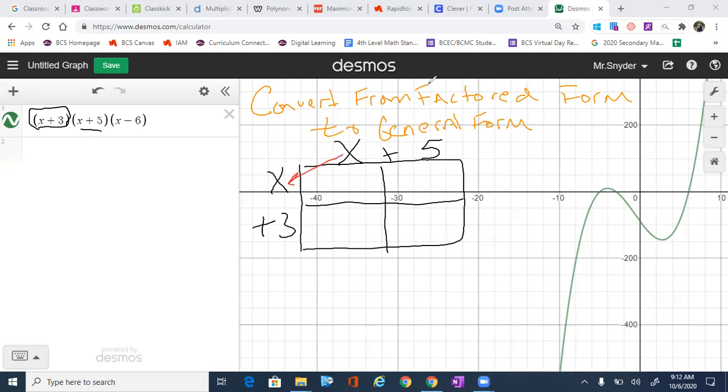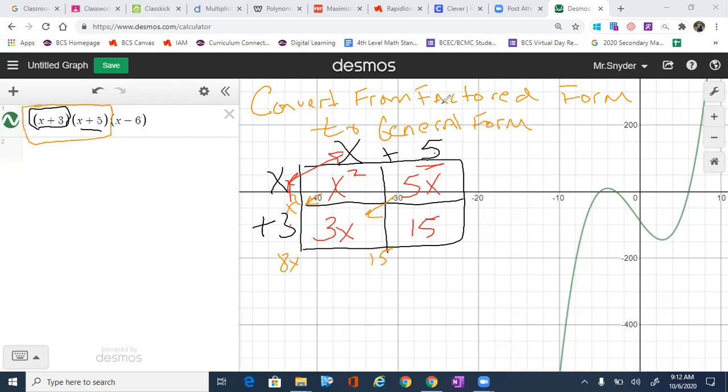So I have x times, remember this is multiply, so x times x, which is x squared, x times 3, which is 3x, and then 5 times x, which is 5x, and then 5 times 3, which is 15. Now, one of the things that I like to do, because it's going to help us later on in division, is I like to label this because we added the diagonal. So this becomes x squared, this becomes 8x, and this becomes 15. And that is going to be the product of this piece.